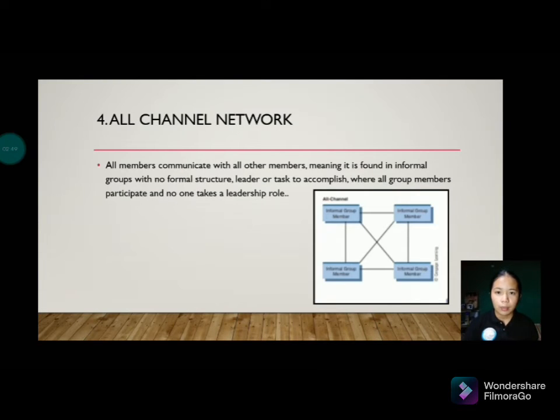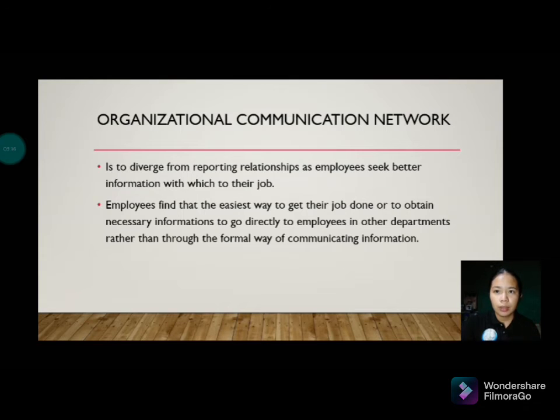Next is the all-channel network. All members communicate with all other members, meaning it is found in informal groups with no formal structure, no formal leader or task to accomplish, where all group members participate and no one takes a leadership role. Next, we're going to tackle the organizational communication network. This diverges from reporting relationships as employees seek better information with which to do their job. Employees find the easiest way to get their job done or to obtain necessary information is to go directly to employees in other departments rather than through the formal way of communicating information.